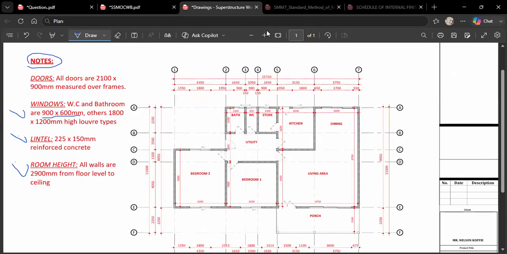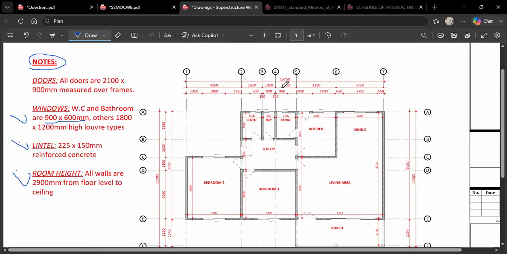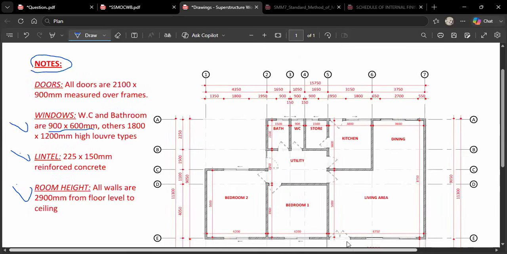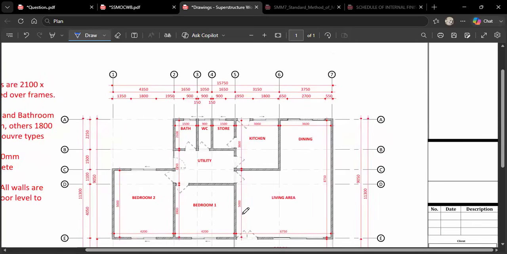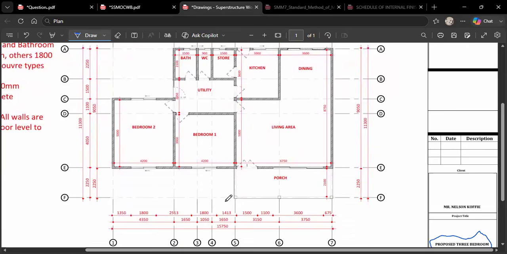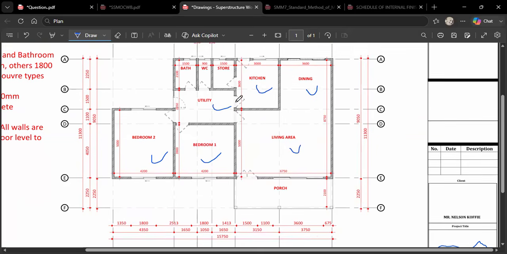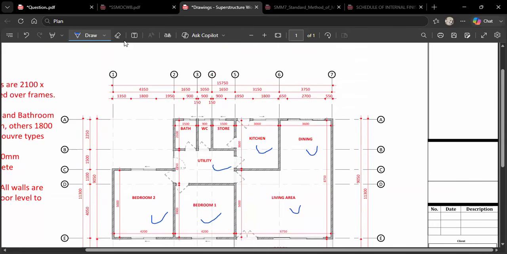Very good. At this point, I expect the students to have a pen, a paper, and a calculator beside them so that they can work through some of the calculations that we are going to be doing. Okay, very good. So this is one of the bedrooms. This is also another bedroom that's seen over here. This is the living area. You see the dining. You can see the kitchen and then you can see the utility. So, what are we going to do next?